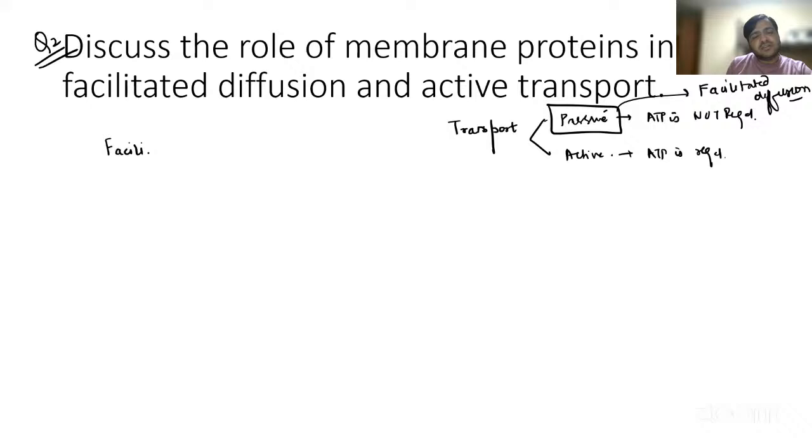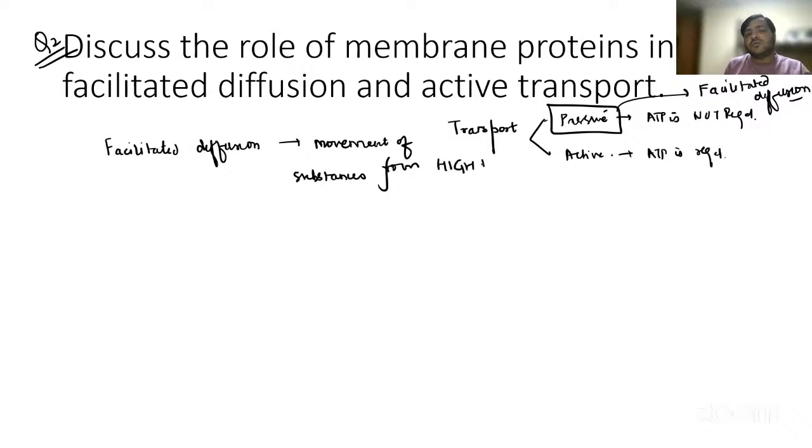Facilitated diffusion basically allows the movement of substances from high to low concentration without the involvement of any ATP molecules. Now, facilitated diffusion cannot take place without any protein, guys. And these proteins are called channel proteins. Very important, right? Channel proteins.